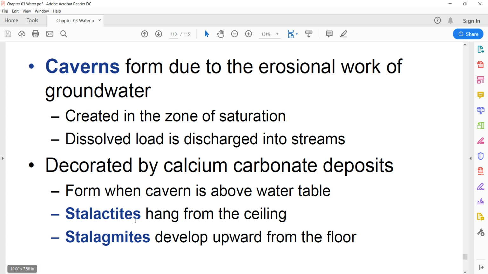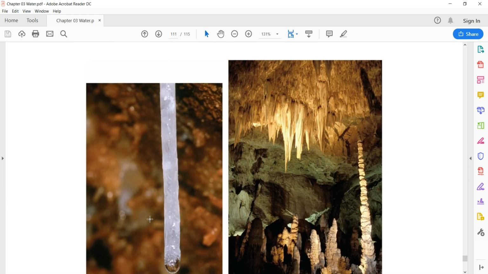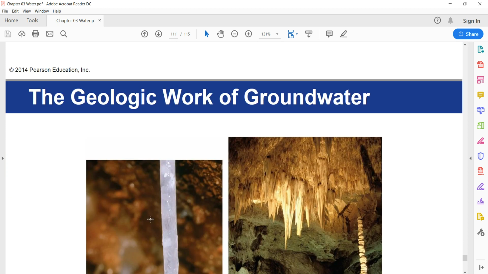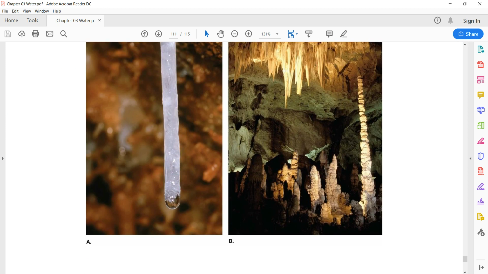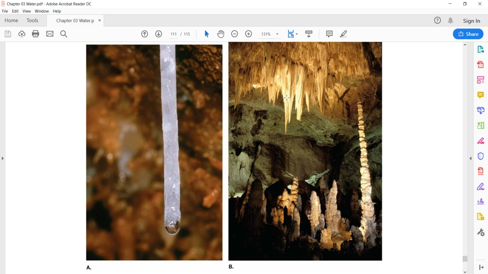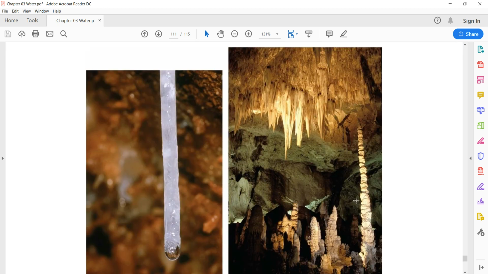These are the two terms, stalactites and stalagmites. Stalactites are the columns which are projecting downwards from the ceiling, and stalagmites are the columns which are rising up from the surface towards the ceiling, and at some point they will meet together and make a complete column shape. So these are the two features.